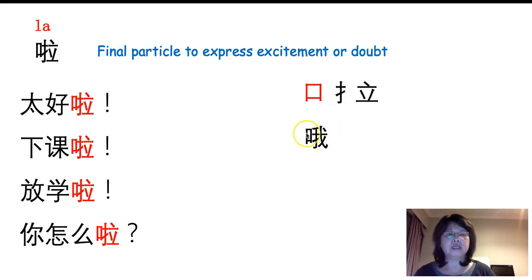So similar ideas of forming a word like 哦. So on the right is 我 and we use mouth to express a pause or something like when we say oh. Yeah, that's oh. So it doesn't have any meaning, but it just expresses a feeling.